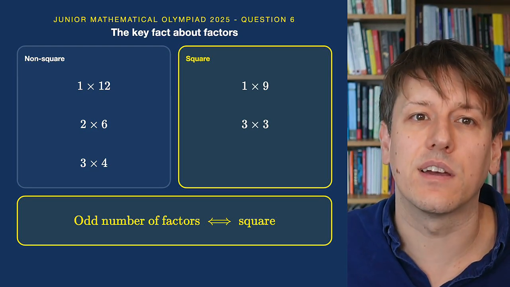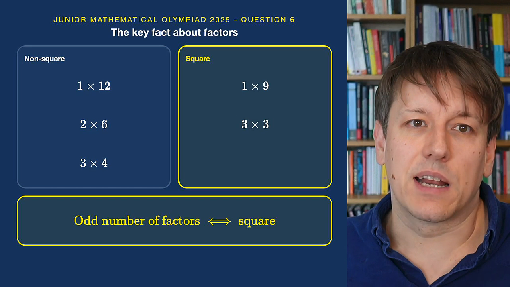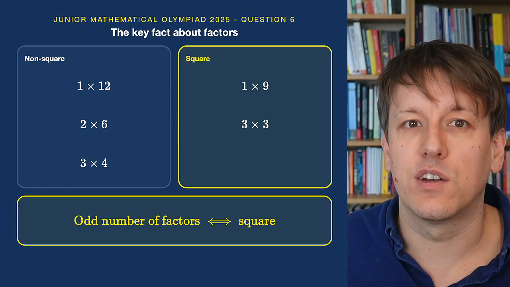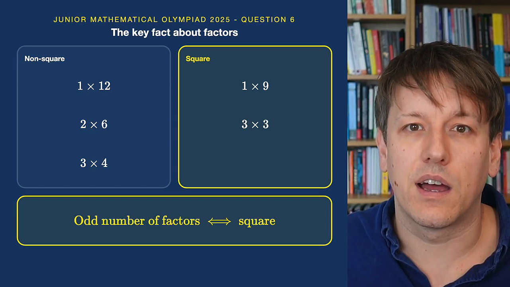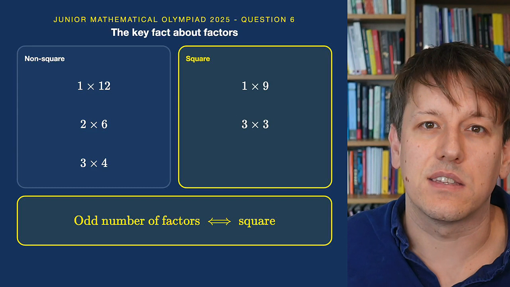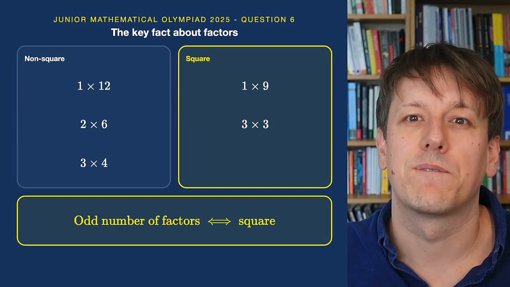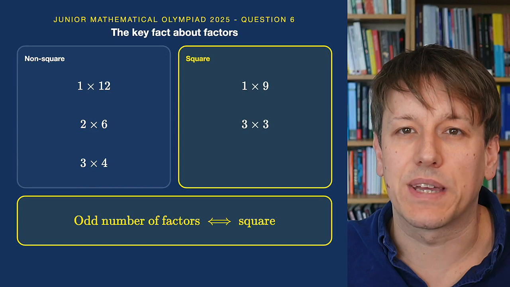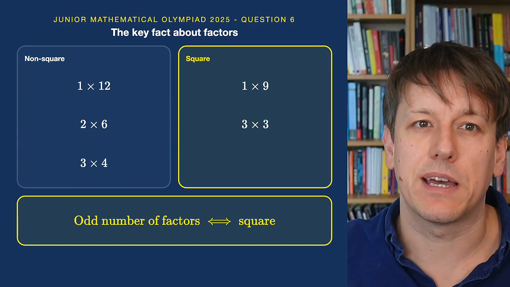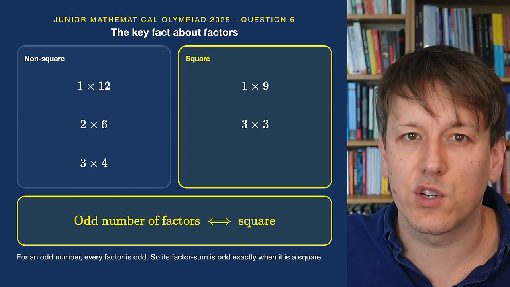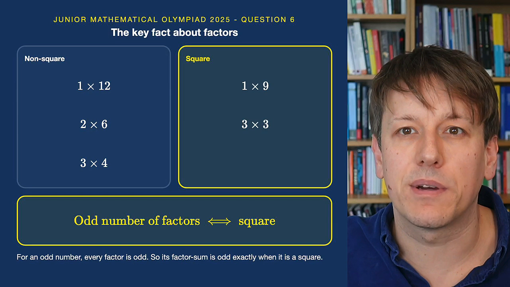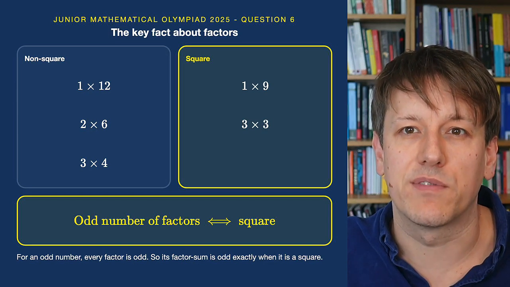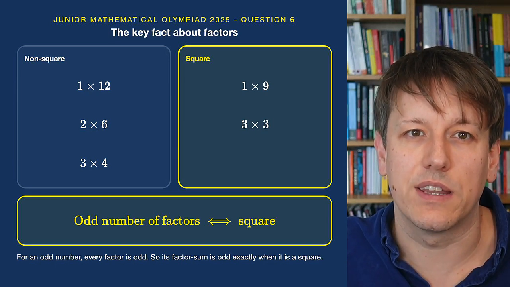And again, this is something that experienced Maths Challenge and Olympiad students might already know in advance: an odd number of factors occurs exactly when a number is a square number here. Otherwise we get an even number of factors because of those factor pairs. So since all factors of an odd number are odd, an odd number has an odd sum of factors exactly when it is a square number.